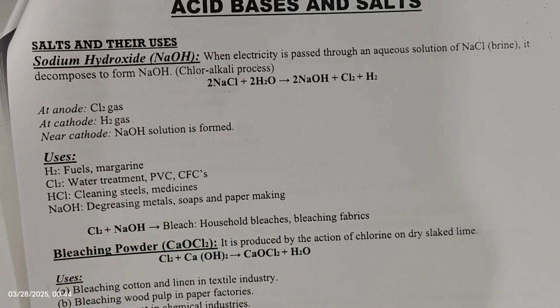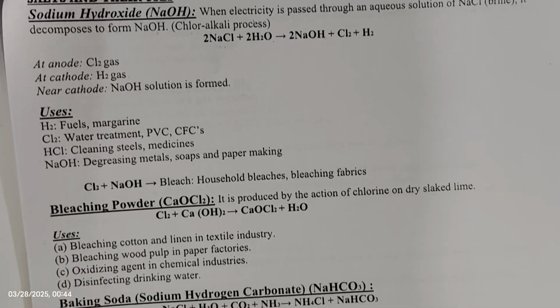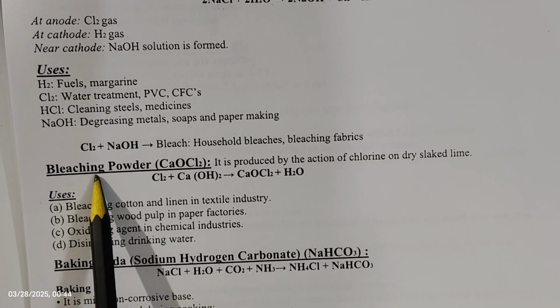See here, chlorine plus sodium hydroxide, it bleaches. It is used as bleaching powder, household bleaches, bleaching fabrics. As a bleaching agent it is used. So chlorine along with sodium hydroxide is used as a bleaching agent. The next salt is bleaching powder. We'll see what bleaching powder is.